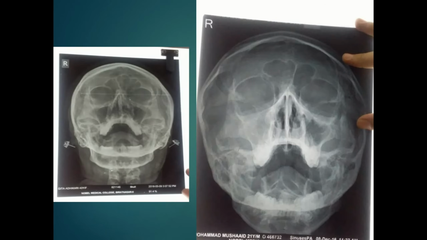This is the plain X-ray, nose and nasopharynx, occipitomental view of a 21-year-old male, in which we can see haziness in the right maxillary sinus, and the probable diagnosis is right maxillary sinusitis. All other sinuses, like the maxillary sinus of the left side and frontal, look normal.